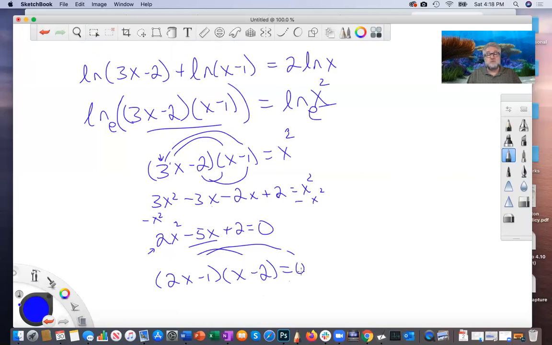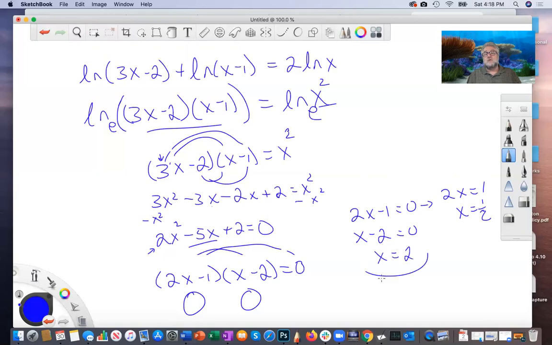So for this to be true, either 2x minus 1 is equal to 0, or x minus 2 equals 0, right? Either this thing is 0, that factor, or this factor is 0. That's the only way you can wipe out this whole thing and make it equal to 0. So for this one, I'm going to add 1 to both sides. 2x equals 1, x equals 1/2. For this one, I'll add 2 to both sides. I'll get x equals 2. So here's our two solutions.